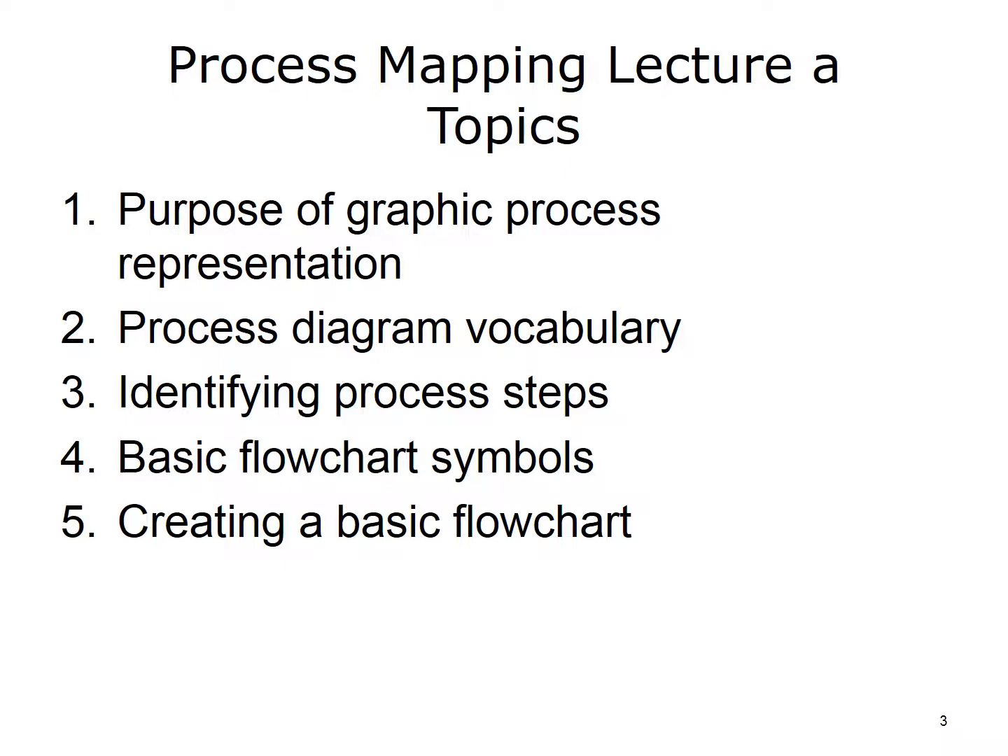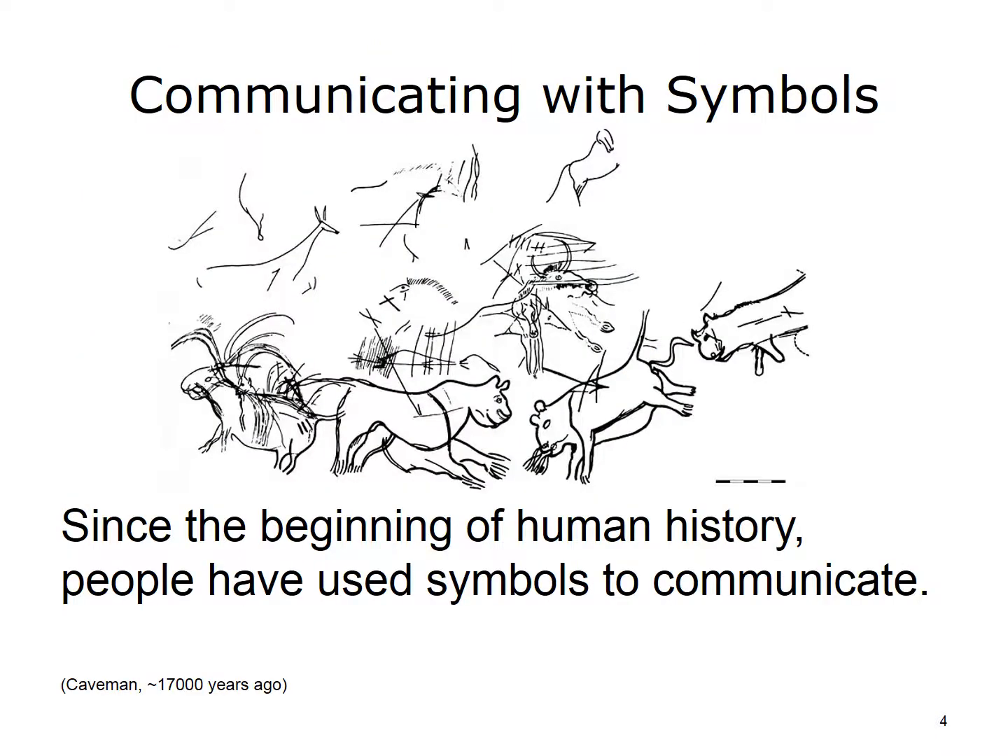There are 5 topics covered in this unit, including purpose of graphic process representation, process diagram vocabulary, identifying process steps, basic flowchart symbols, and creating a basic flowchart. Before written language, early humans used symbols to communicate. While we aren't sure if a picture is really worth 1,000 words, we do know that with some graphic representations, humans perceive more information and perceive the information faster than through verbal and written communication channels. Wickens, 1999.